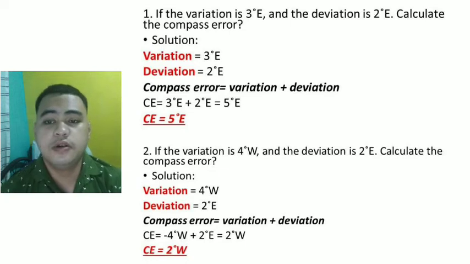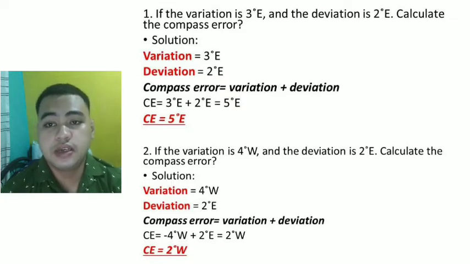So here is an example of finding compass error using variation and deviation. Example number 1: if the variation is 3 degrees east and the deviation is 2 degrees east, calculate the compass error. Since they have the same name, we should add them. So compass error equals variation plus deviation. 3 degrees east plus 2 degrees east equals 5 degrees east, and we only copy the name since it is the same. So compass error will be 5 degrees east.